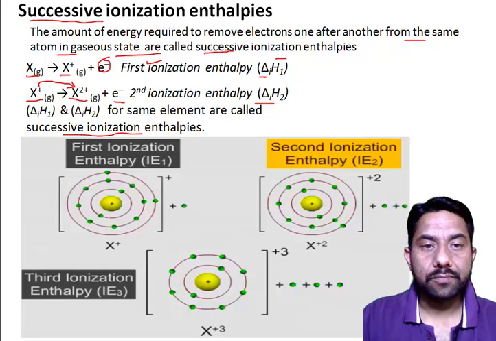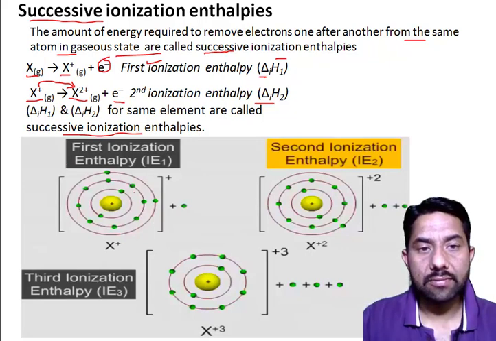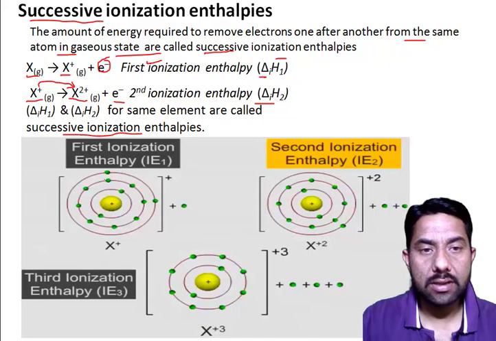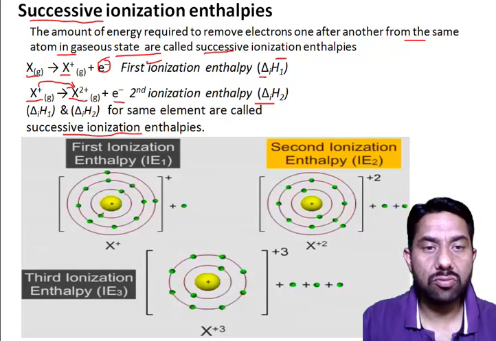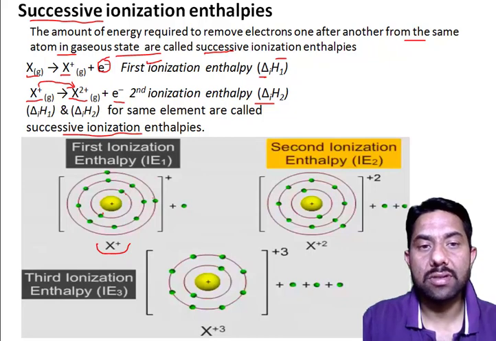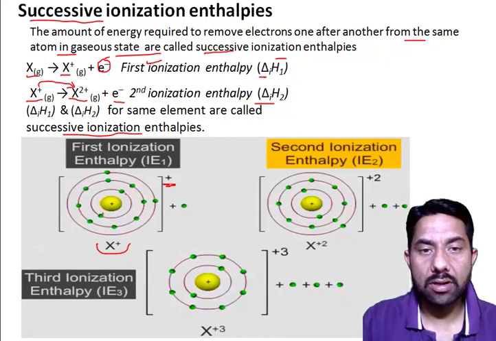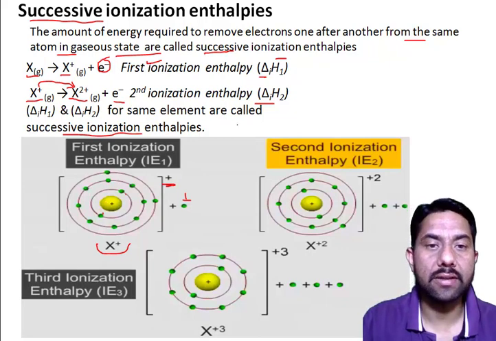Now in this figure, if we assume that there are 13 electrons, 2 in the inner shell, 8 in the next shell, and 3 in the valence shell. Because this is X positive, there will be only 2 electrons in the valence shell. The third electron is already removed, so it is X positive, and it now has 12 electrons, with 2 in the valence shell. It has already acquired a positive charge due to the loss of this electron. Whatever energy is required for this change is the first ionization enthalpy. I hope you are getting this.